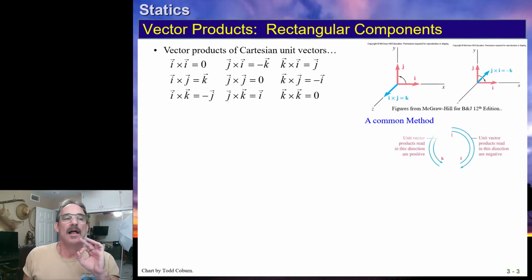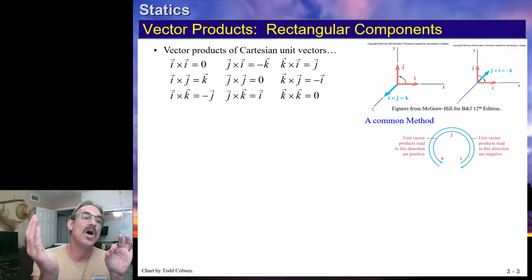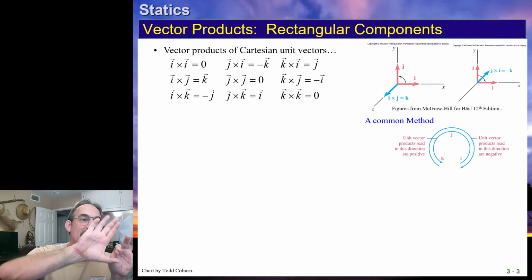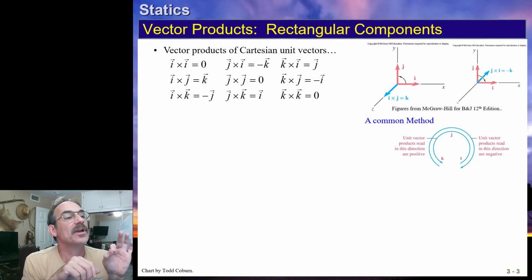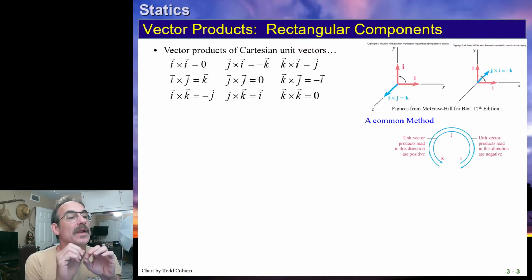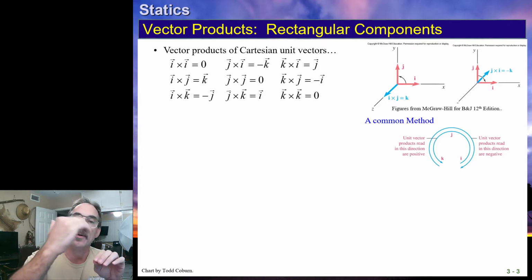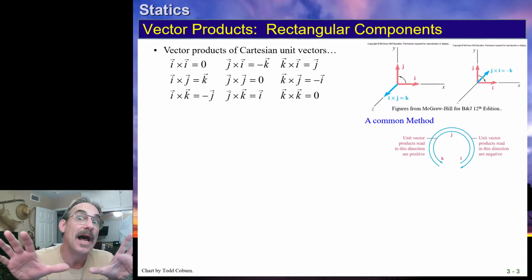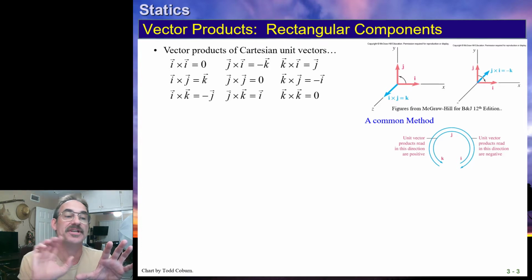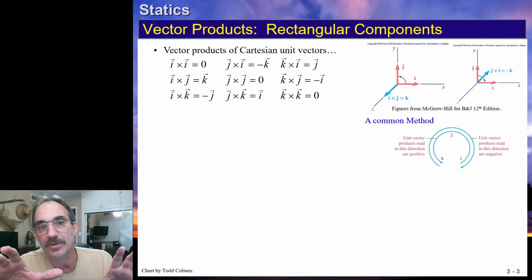Now, a lot of times textbooks will use this little circle. They'll draw out 2 little circles. They'll show I, J, K in the circle, and they'll have one little operation going this way and another going the other way. And if you look at the little notes there, it says the unit vector is read as positive if you're going from I to J to K. So if you're crossing I with J, or J with K, or K with I, then it's positive. And if you go in the opposite direction, K with J, or J with I, or I with K, then it's negative. This is how a lot of students learn it.